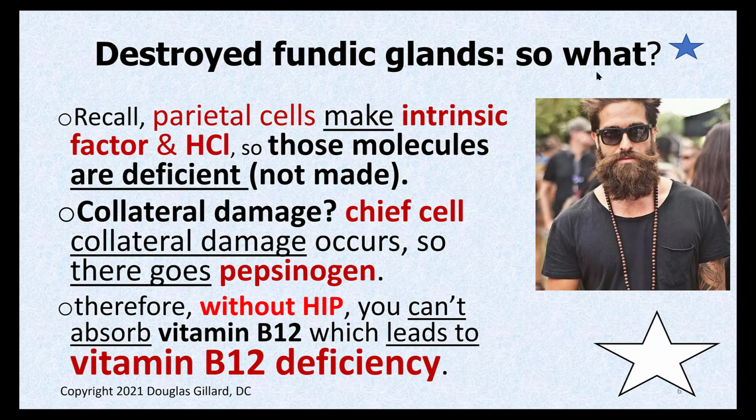So who cares about destroyed fundic glands? So what if the fundic glands are destroyed? Well, remember that parietal cells make, what do they make? That's the hipster guy, right? So they make HIP. Hydrochloric acid is the H, intrinsic factor, and the P is pepsinogen. So if you destroy those glands, you can't make the hipster guy anymore. And so you don't have HIP, now you're in lots of trouble. And we know from the last lecture, without intrinsic factor, you can't absorb vitamin B12. And you're going to become deficient in vitamin B12.